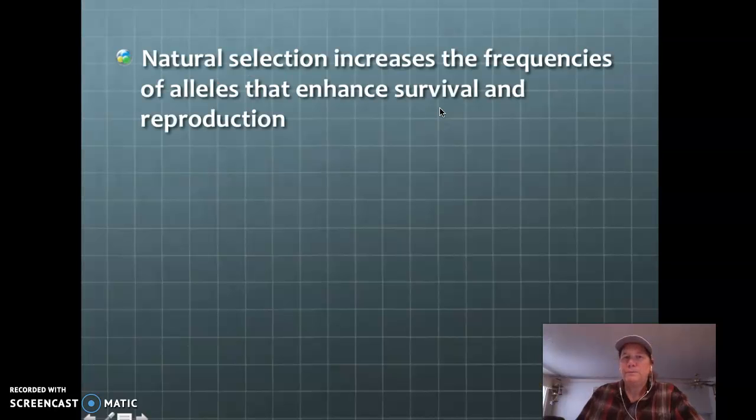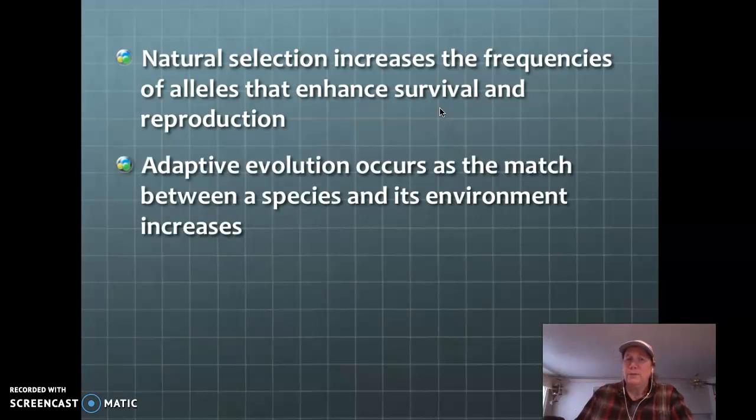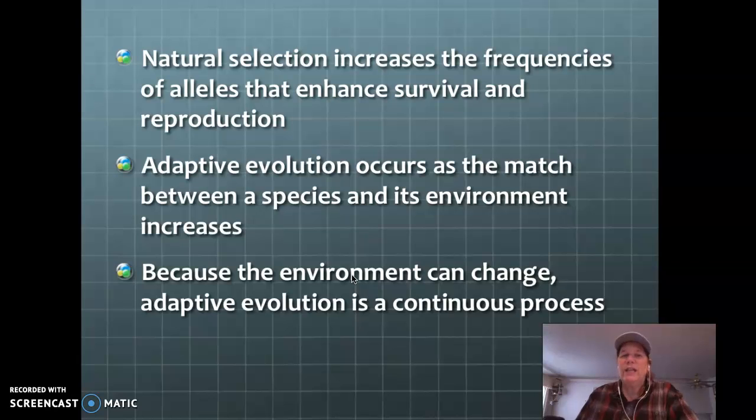That was an adaptation. It happened in a few and they passed it on, and pretty soon snakes can all do that. Natural selection increases the frequency of the alleles, because those individuals are more likely to survive and pass that on to the next generation. The ones that can't do it aren't going to survive as well, and eventually it'll take over. So adaptive evolution occurs as a match between the species and the environment. Some trait comes out and they survive better, and then they pass it on. Because the environment can change, adaptive evolution is a continuous process.